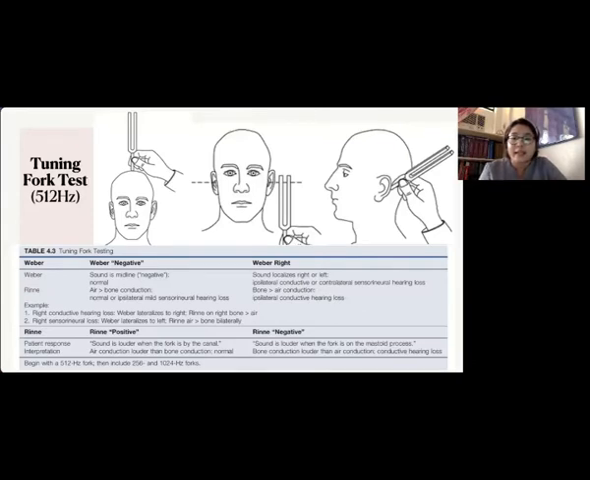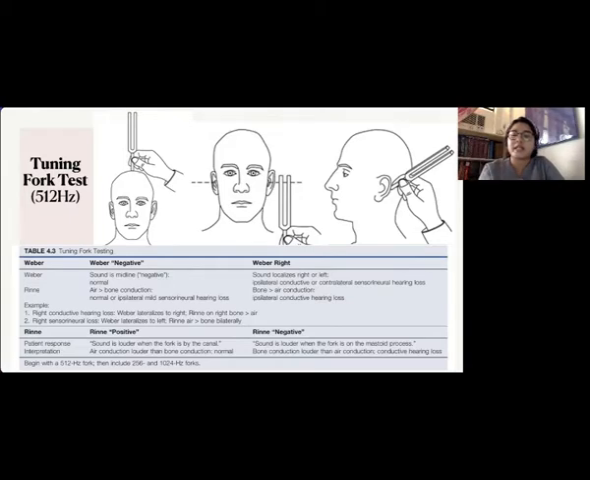Part of examining the ear is also doing your tuning fork test. How are we going to do such a test? For the Weber test, we strike the prong of a 512 tuning fork on the palm of your hand or on your elbow, and you place it at midline, on the vertex. You let the patient tell which ear he or she can hear the sound better in. If the patient hears it more on the right, you'd say Weber right.